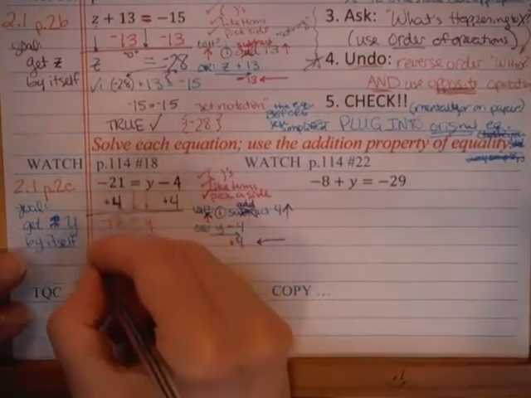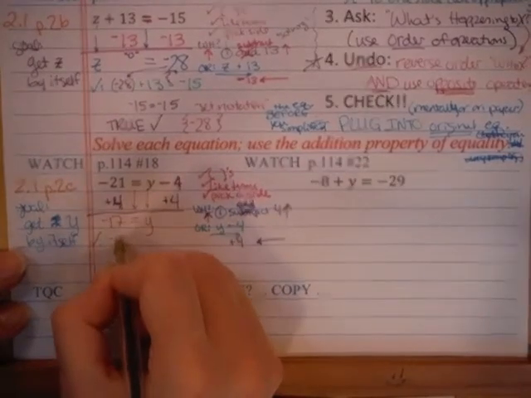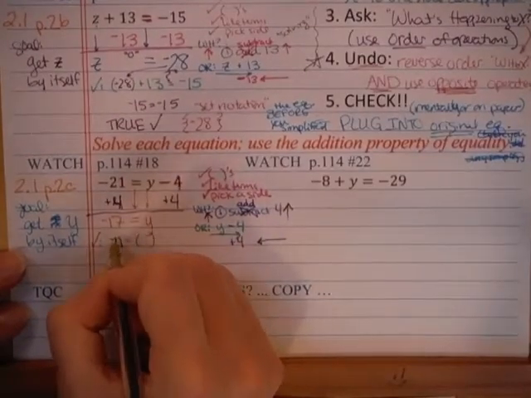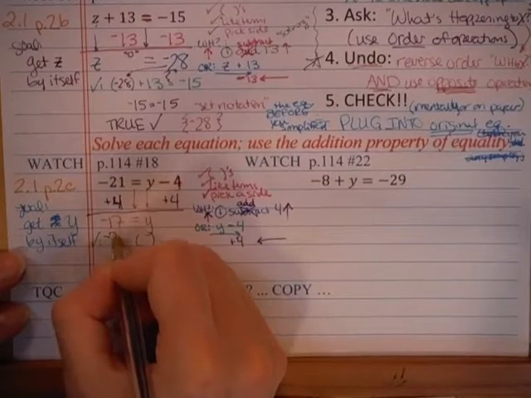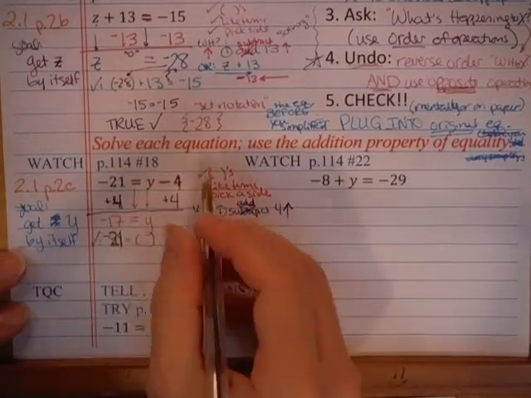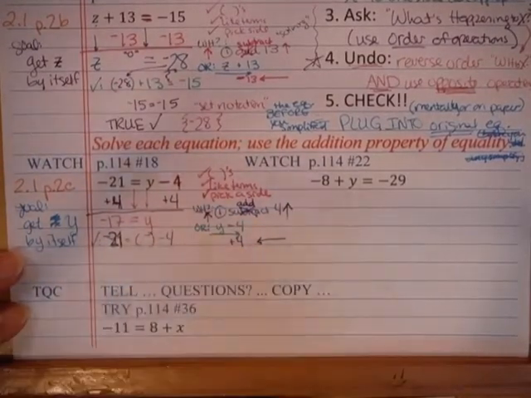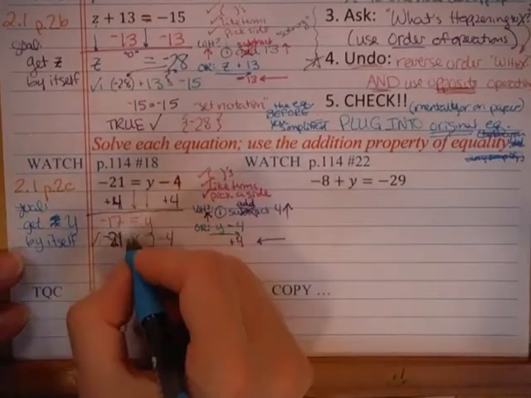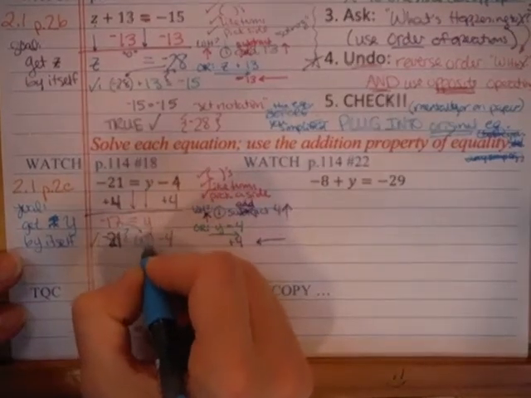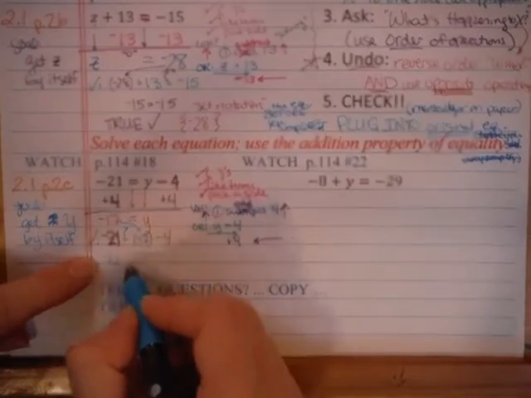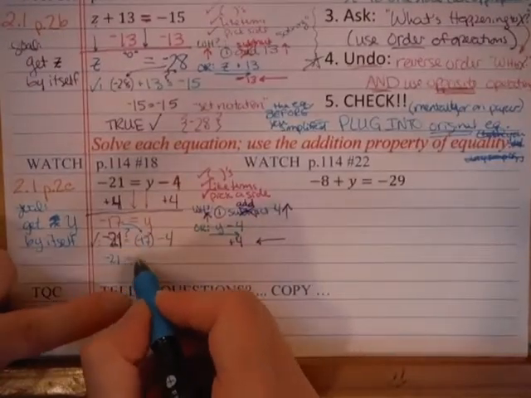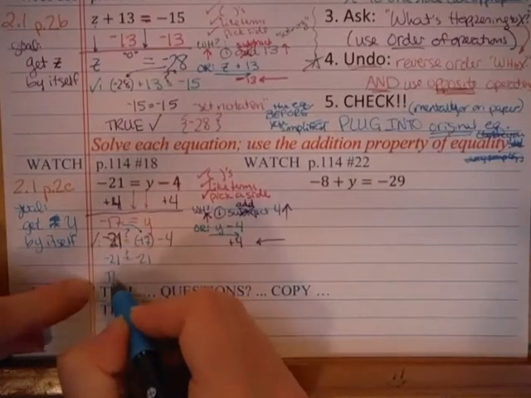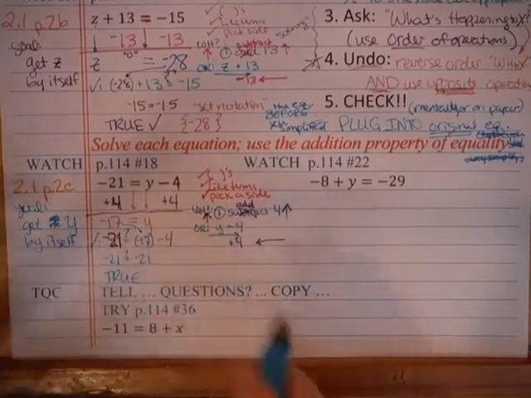It's time to check it. So we go back to our original -21 equals y minus 4. I'm going to plug in that y value and see if it works. So I get -21, -17 minus 4 is -21. It's a true statement. So that means I have my answer.